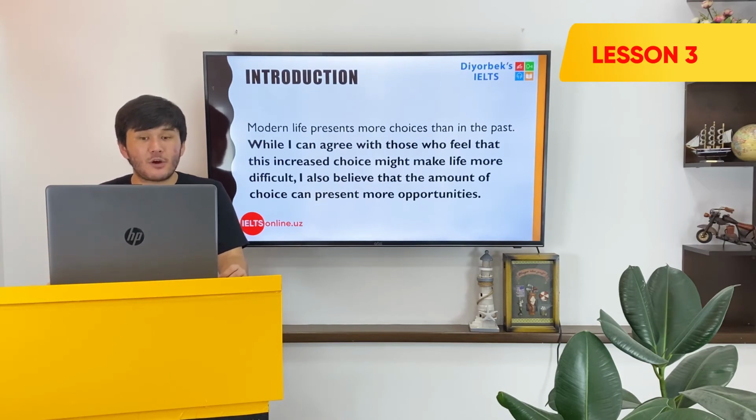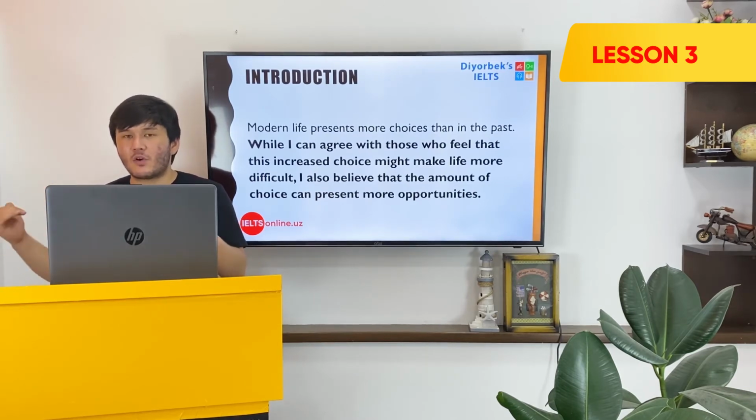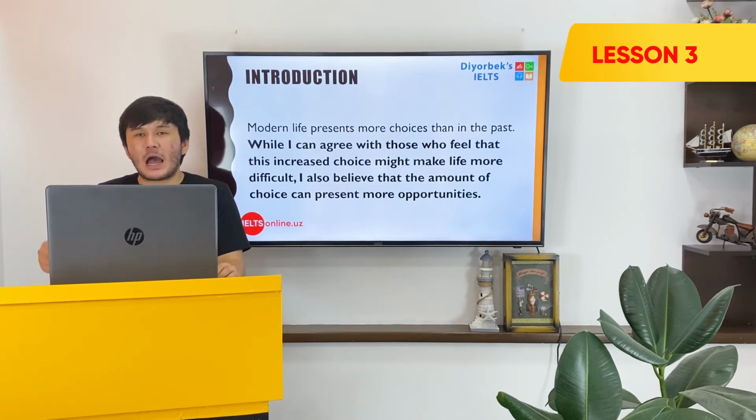While I can agree with those who feel that this increased choice might make life more difficult, I also believe that the amount of choice we have can present more opportunities. So by including "while I can agree" and then "I also believe that," you are clearly telling how you can agree with both viewpoints. So please keep this sentence in mind to state your position clearly.